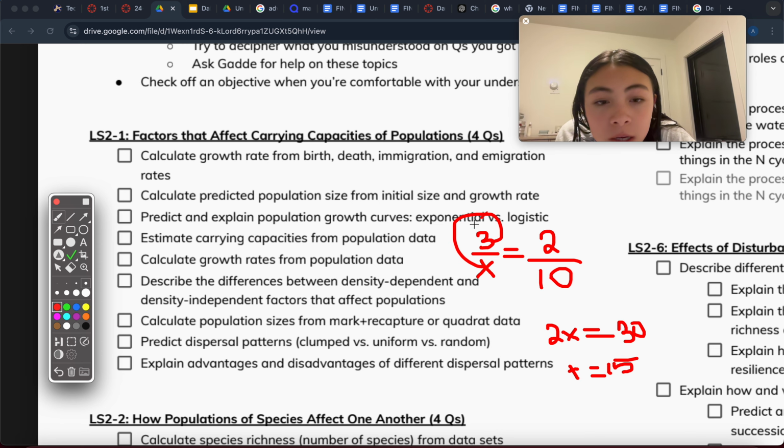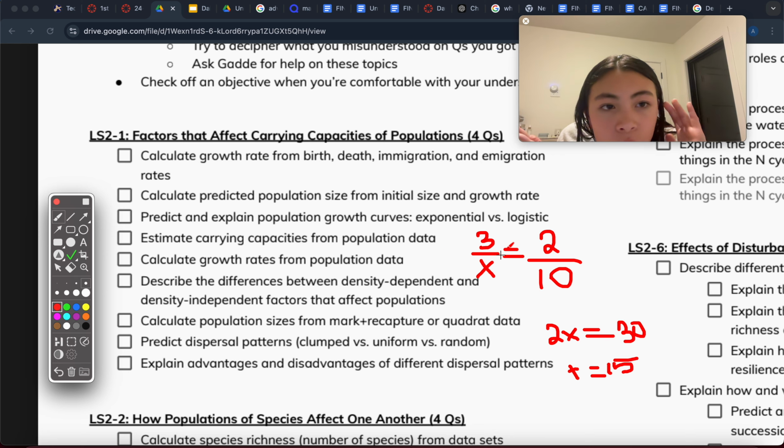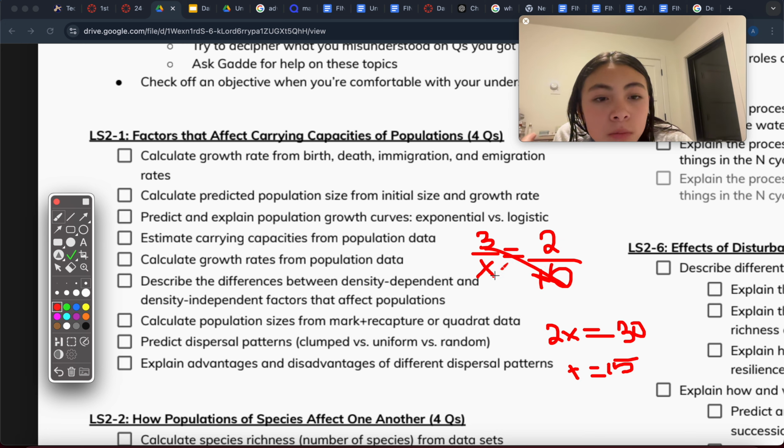So when you initiate, you start and you mark whatever number of whatever species, you mark how many you went to, and you don't know how many out of, so you just put X. Then you come back another time and you collect a sample, you find a bunch of that species, and you see how many were marked out of the amount that you collected, and then you just cross multiply.